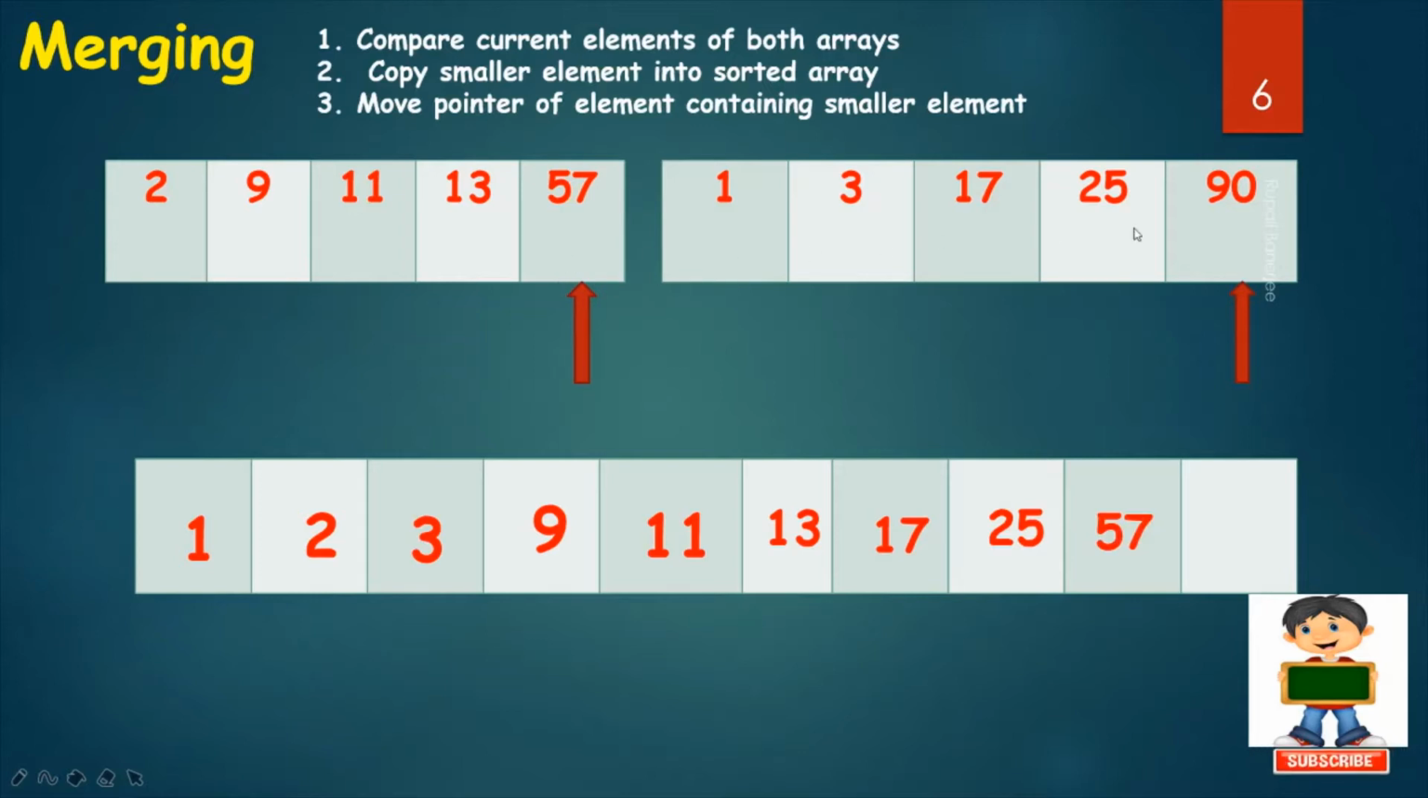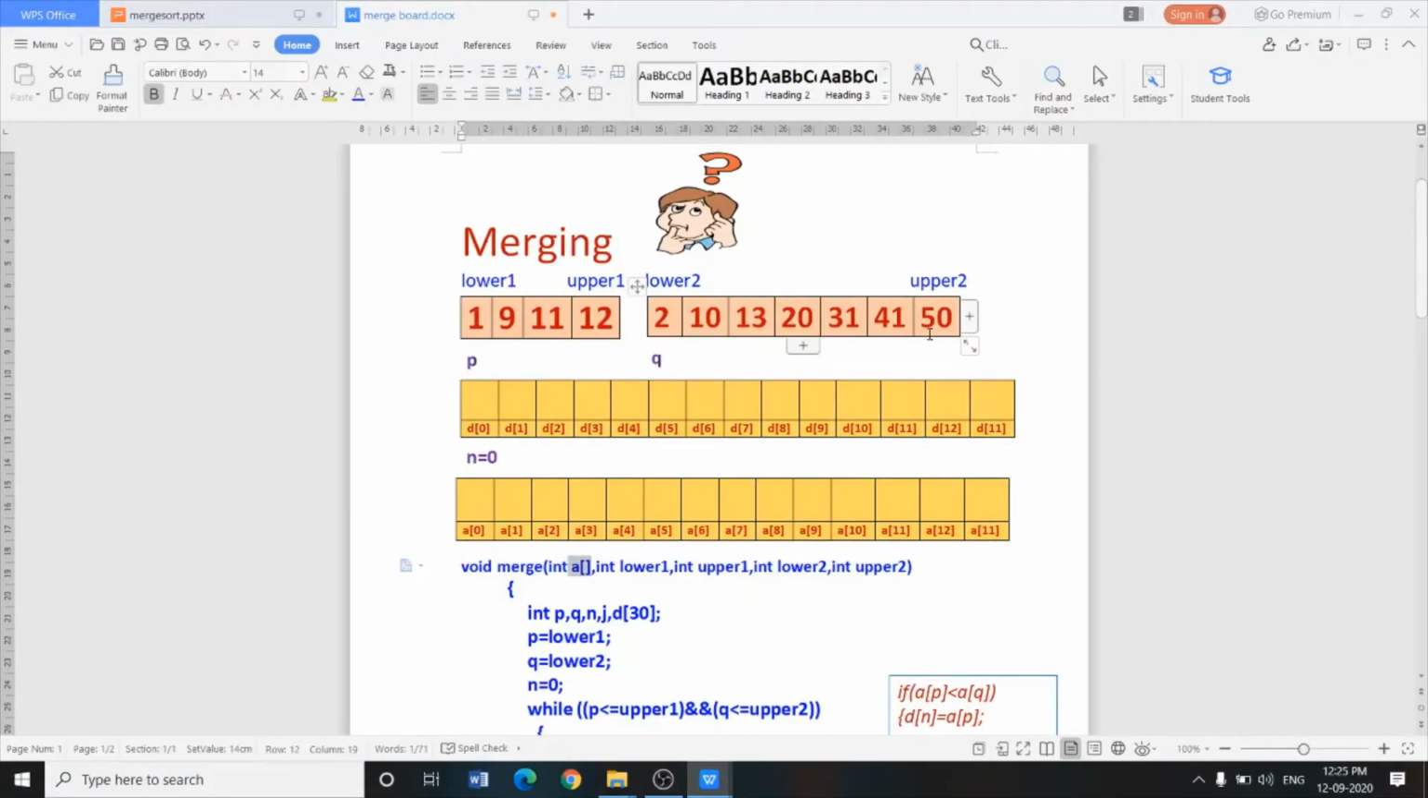this array. Now you have to compare all the remaining elements of this array. The only remaining element is 90, so copy 90. And in this way you can merge two sorted lists to produce a newly sorted merged list. Now see how merging works.